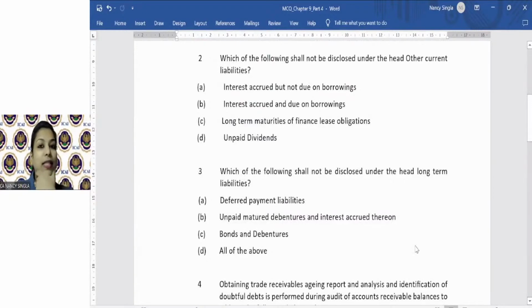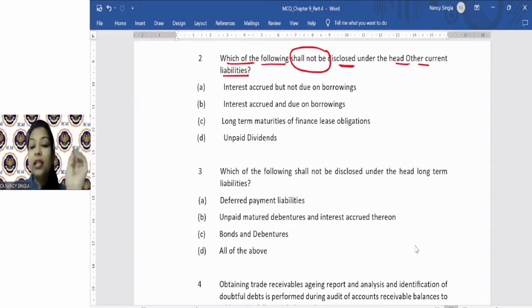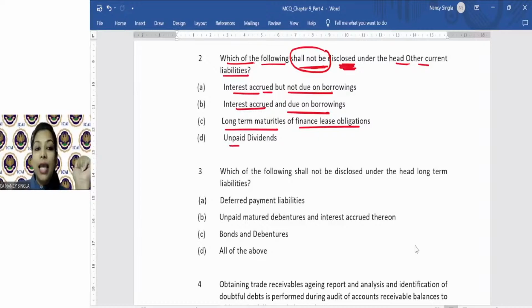Next question. So write second and whatever is your answer. Which of the following shall not be disclosed under the head other current liabilities? So as I always tell you, read the question first carefully. Shall not be disclosed. Interest accrued but not due on borrowings. Interest accrued and due on borrowings. Long-term maturities of finance lease obligations and unpaid dividends. So here you know it is asking for other current liabilities. Which of the following shall not be disclosed under the head other current liabilities?